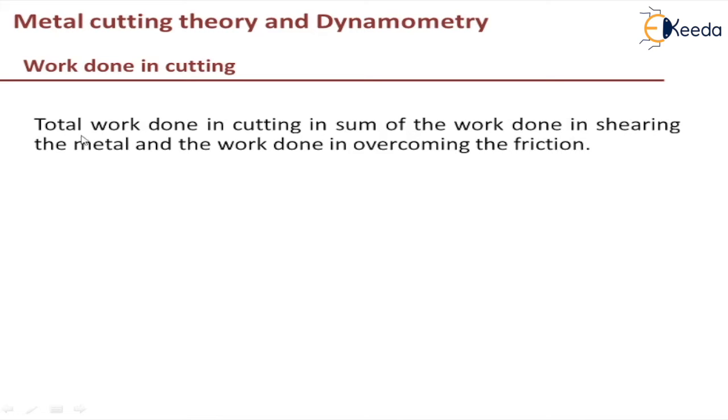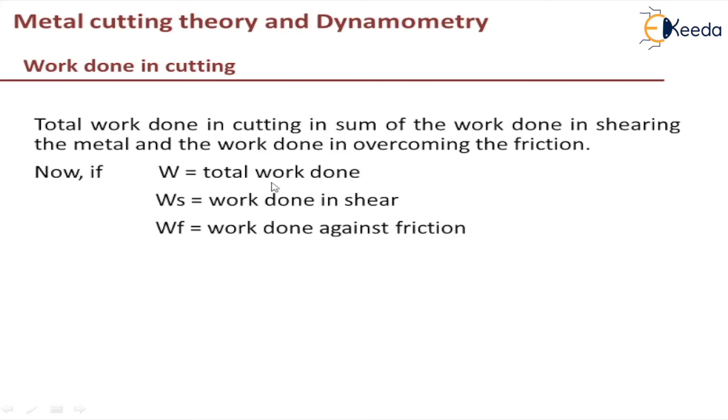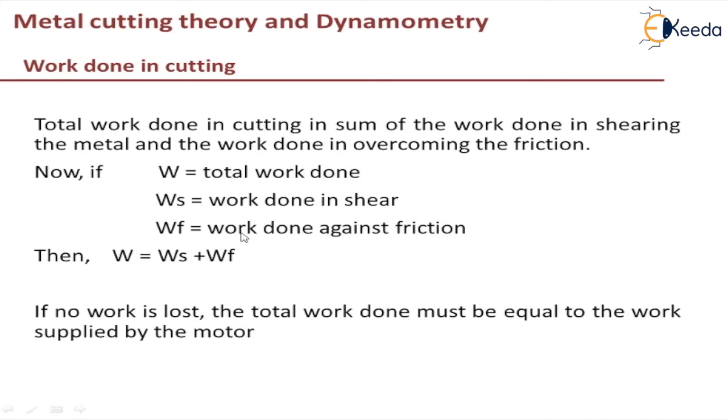So the total work done in cutting is the sum of work done in shearing the metal, that we already discussed. So W will be equal to Ws plus Wf. If no work is lost, the total work done must be equal to the work supplied by the motor.